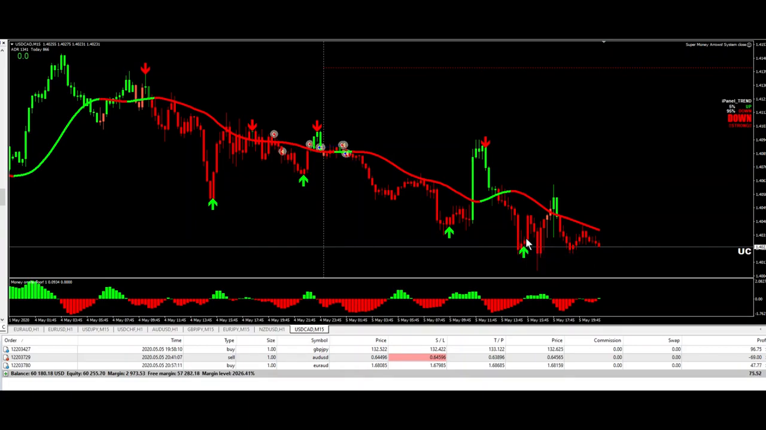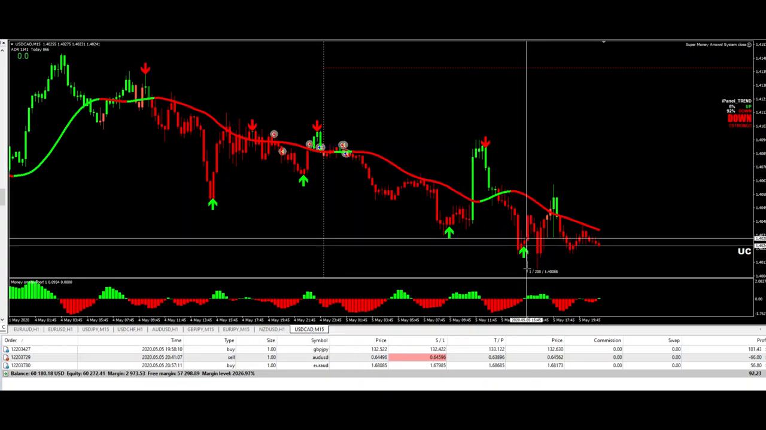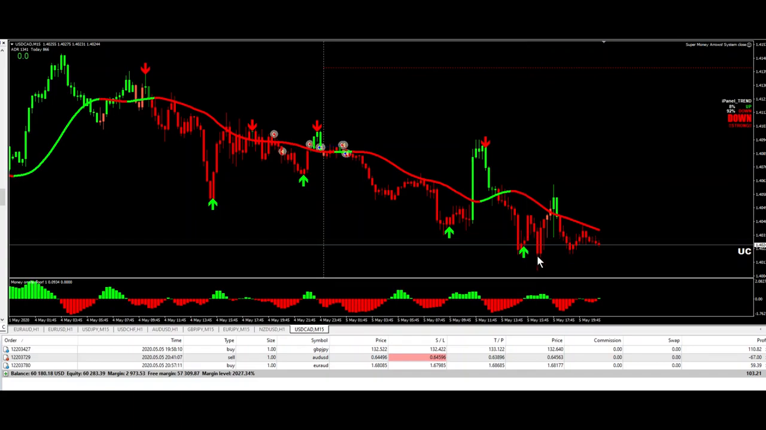Now, let's see. I use a 10 pip stop on these. Let's say we got in right about here. 10 pip stop is right about, yeah, we would have got stopped out on this one right here. So we did have one loss. All the rest didn't get stopped out. But they're super good arrows. I really like it a lot.